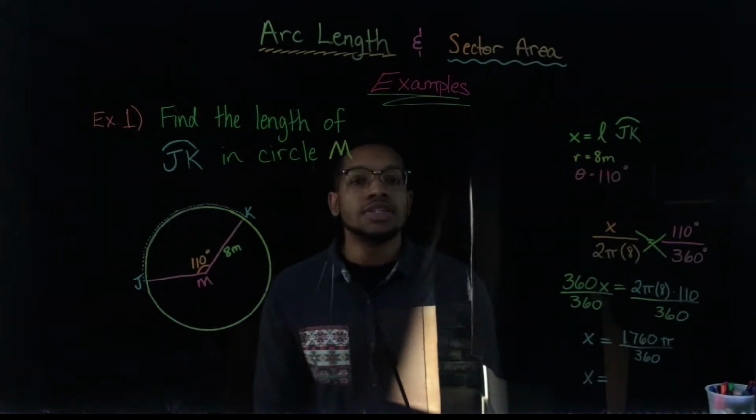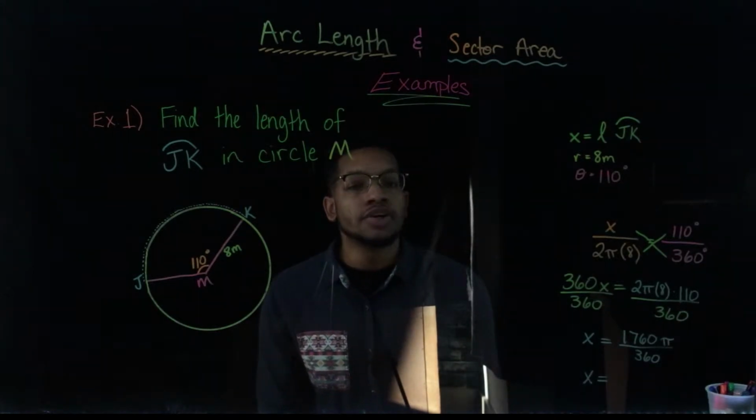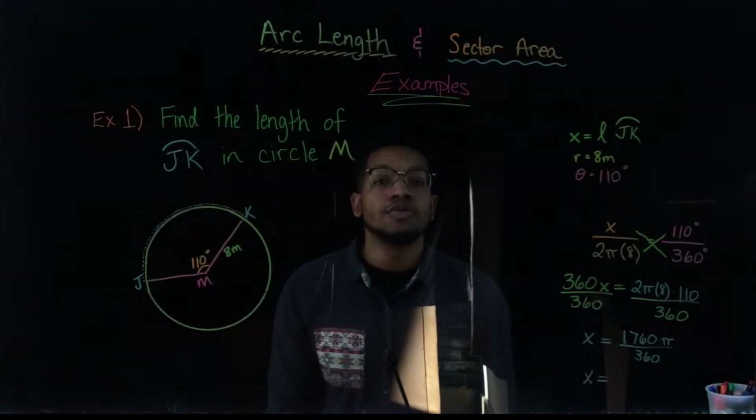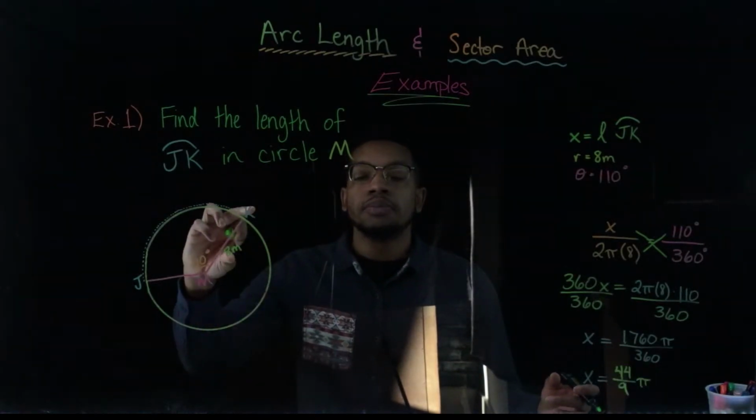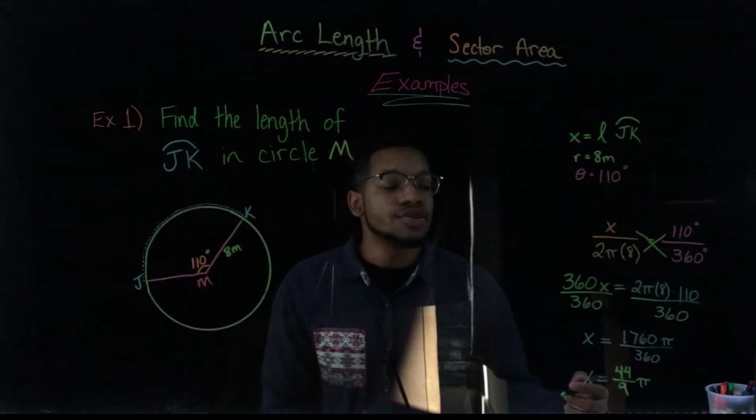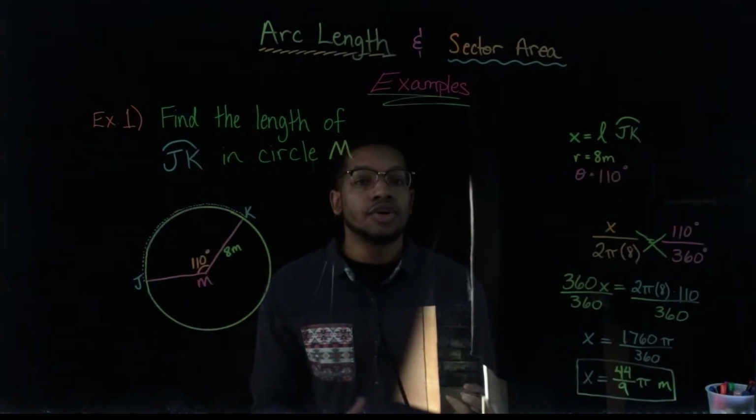And so 1760 over 360, if you put it in your calculator, you can see it reduces to 44/9, but we still got that pi right there. And then again, if our radius is in meters, then our arc length is also in meters. And X is by itself, so that's how you know you're done.